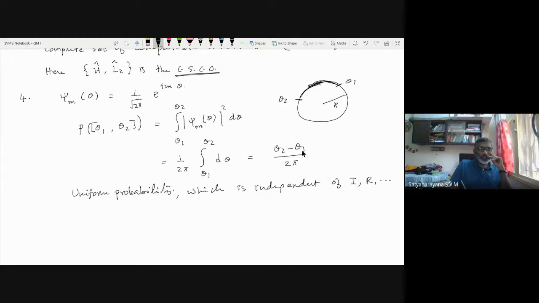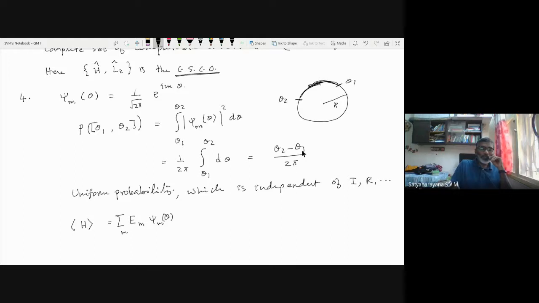eigenvalues and expectation values. Suppose I want to find out the average energy of the system. The average energy of the system is given by the Hamiltonian, which gives you the energy Em into psi m of theta, and of course Em into psi m of theta, and sum over m.